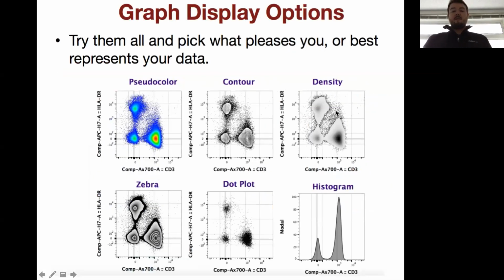The different plot types I mentioned come in these flavors. You have the default pseudo-color plot, which is just a density color mapping, essentially. You have a contour plot, which can be set to show outliers, as it is here, top center. Density plot, zebra plot. You have the dot plot, very simple, probably the most simple of the 2D plots. And finally, the histogram, which should really be called a 1D histogram, since all of the plots in FlowJo are technically histograms. They're just mostly 2-dimensional histograms.